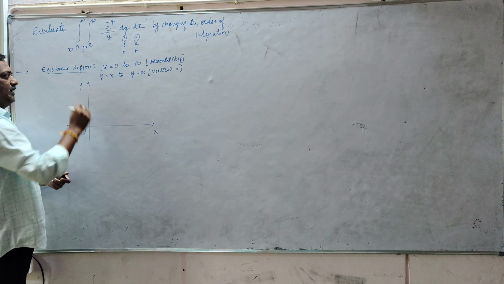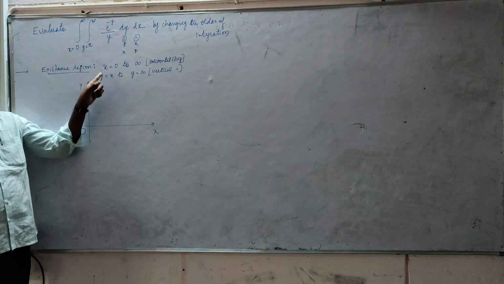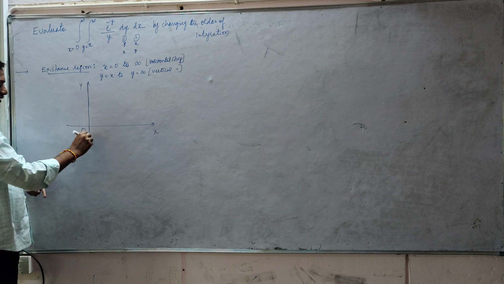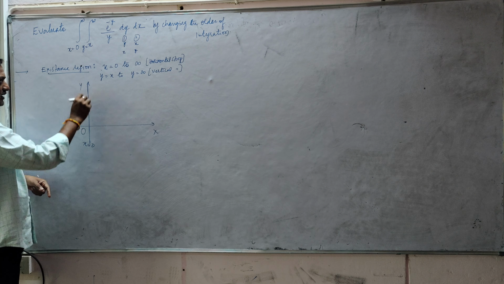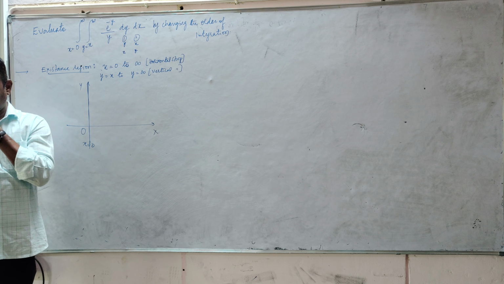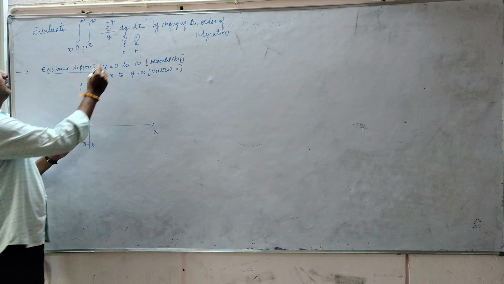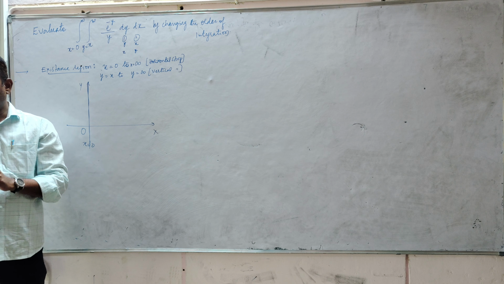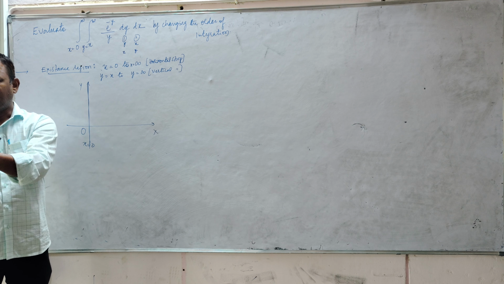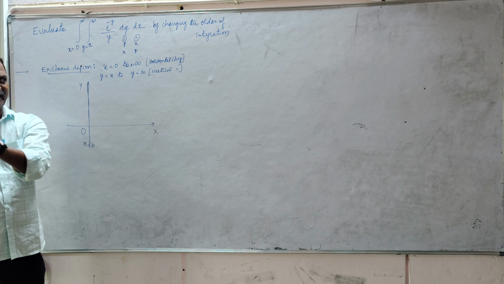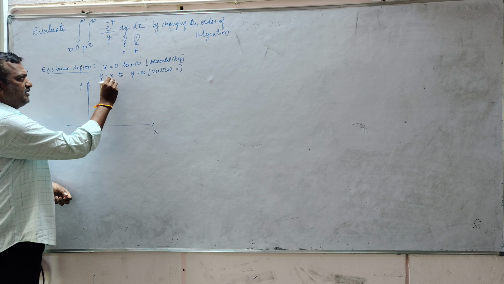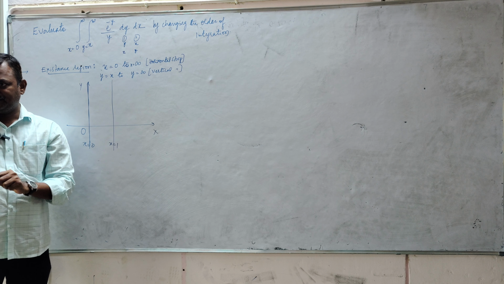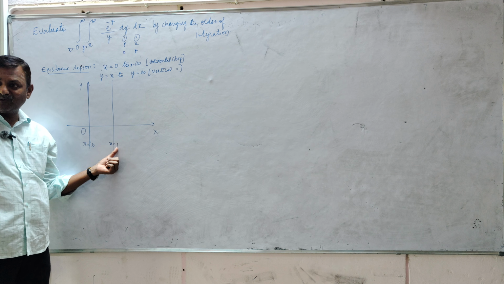The origin, x-axis and y-axis. Clear? Now what is x equal to 0? It is the equation of the y-axis. This line is called x equal to 0. Then I have x is equal to infinity. What is x equal to infinity? If I take x equal to 1, it is probably here. But I am not taking x equal to 1.